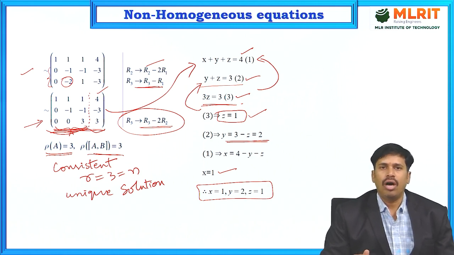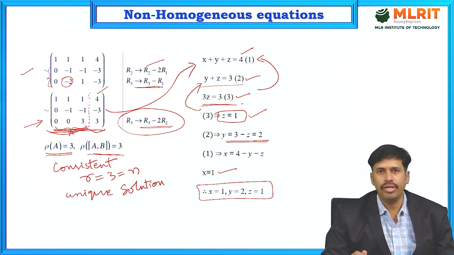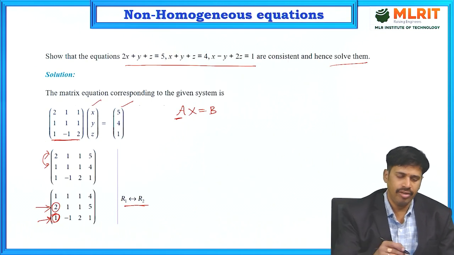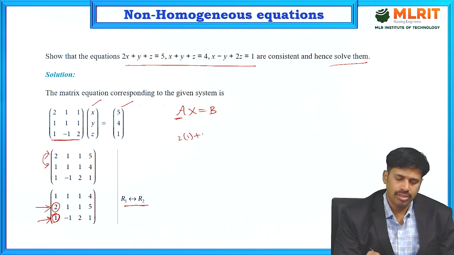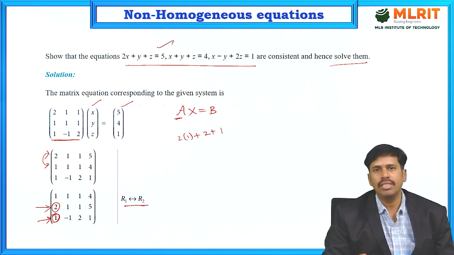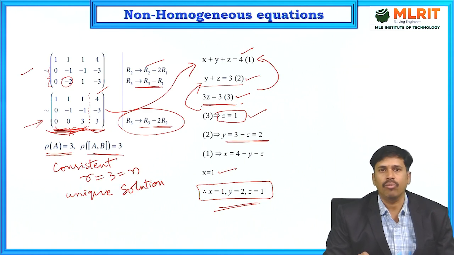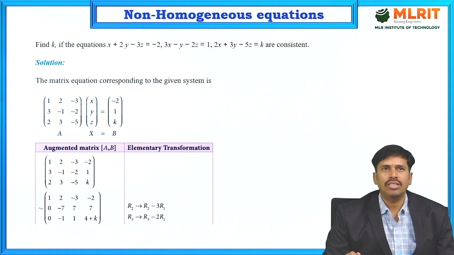Now how to verify whether this solution is correct or not? You can cross verify by substituting these values in the given system of equations. 1, 2, 1. Let us check here: 2x plus y plus z equal to 5. So 2 into 1 plus 2 plus 1, 4 plus 1, 5. This is equal. So these x, y, z values are satisfying the system of equations, so this solution is correct. Now let us see one more problem.